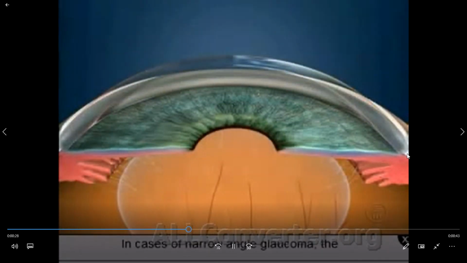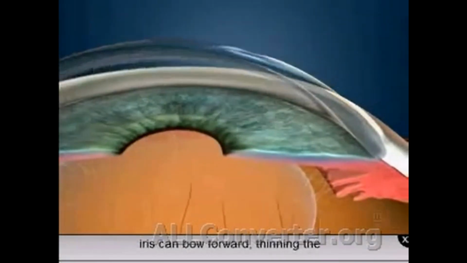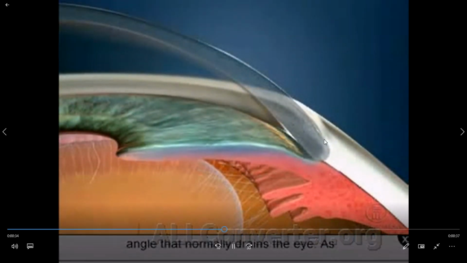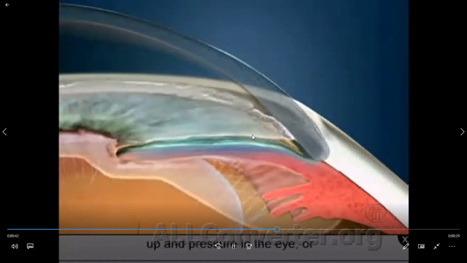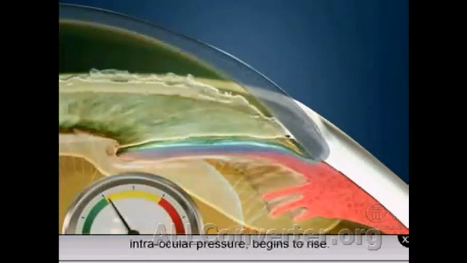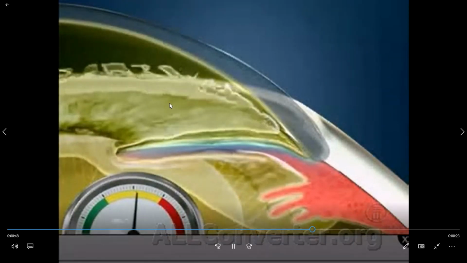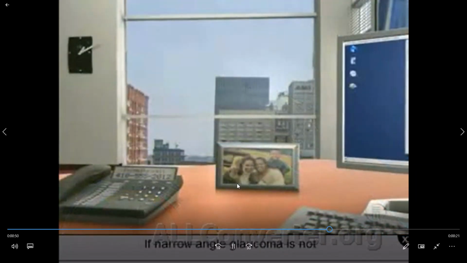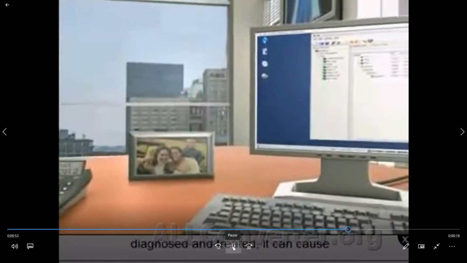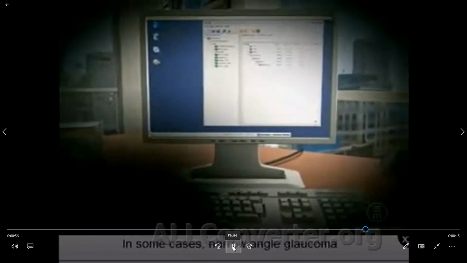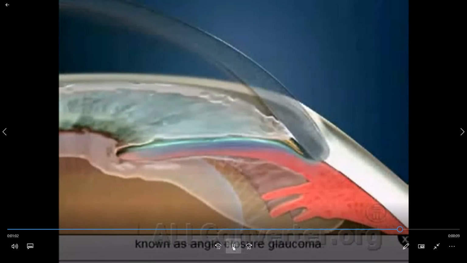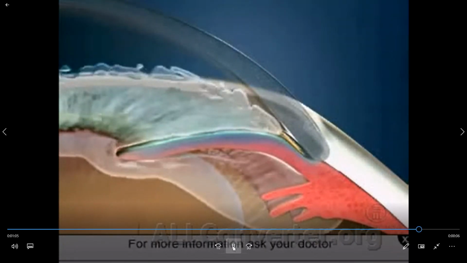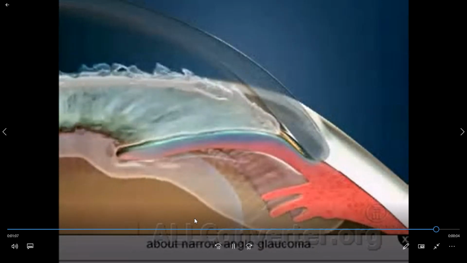In cases of narrow-angle glaucoma, the iris can bow forward, thinning the angle that normally drains the eye. As the angle becomes smaller, fluid backs up, and pressure in the eye, or intraocular pressure, begins to rise. If narrow-angle glaucoma is not diagnosed and treated, it can cause loss of vision. In some cases, narrow-angle glaucoma can lead to an emergency condition known as angle closure glaucoma. For more information, ask your doctor about narrow-angle glaucoma.